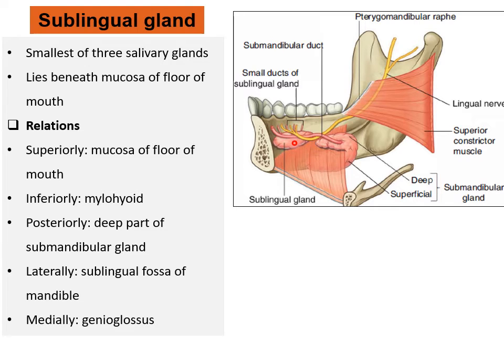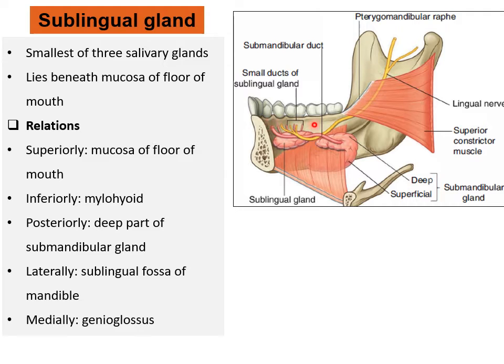If you see the position of this gland from this figure, you can understand clearly the relations. We will talk about the relations. Above or superiorly, it is related to the mucosa, obviously the mucosa of floor of mouth. Inferiorly, it is related to mylohyoid muscle. Posteriorly, it is related to the deep part of submandibular gland. Laterally, it is related to sublingual fossa of mandible.